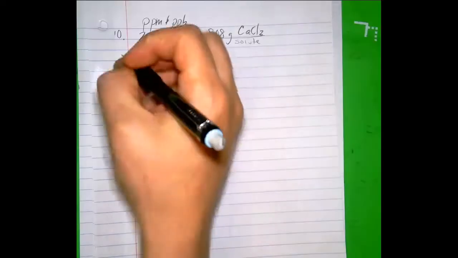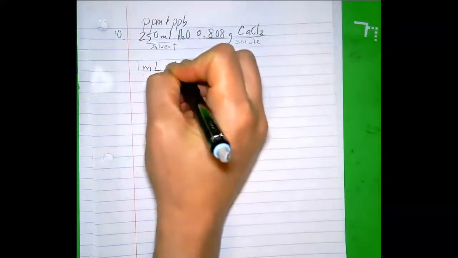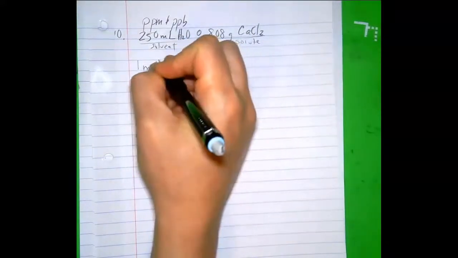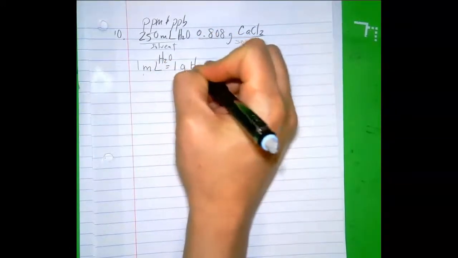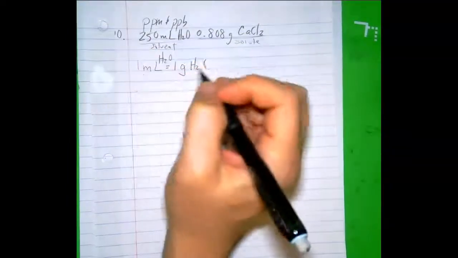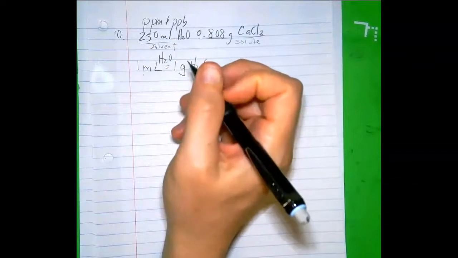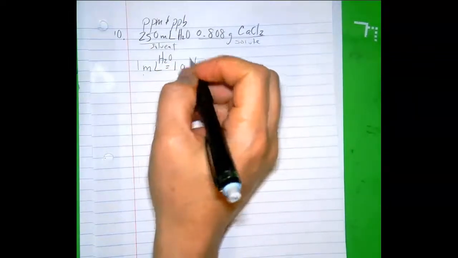Well, how do you go from milliliters to grams? You might remember from the beginning of the year that 1 milliliter equals 1 gram when you're dealing with water. Only water is 1 gram per milliliter. That's how they came up with the milliliter. It's fascinating. Or is that how they came up with the gram? I don't know. But the point is, 1 milliliter of water equals 1 gram of water. That's only true for water.